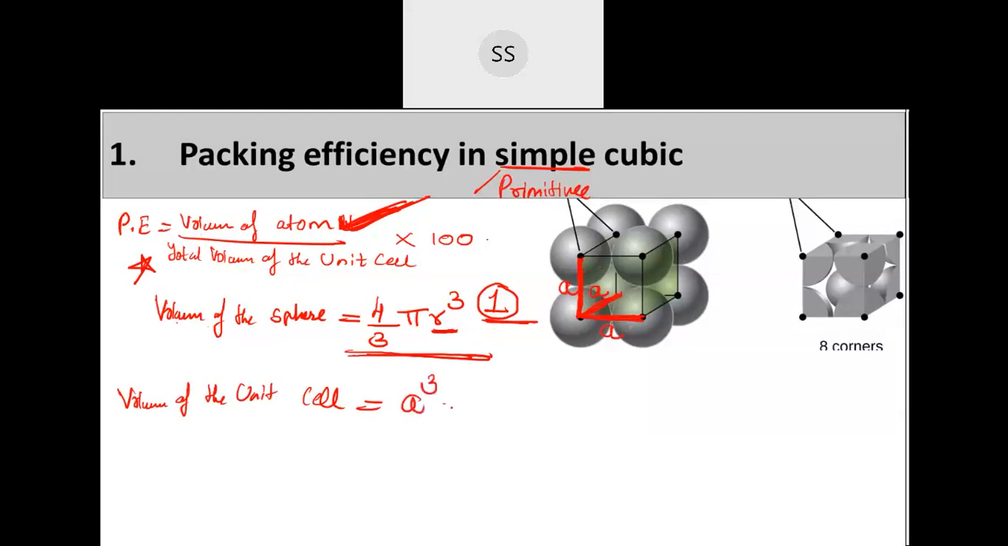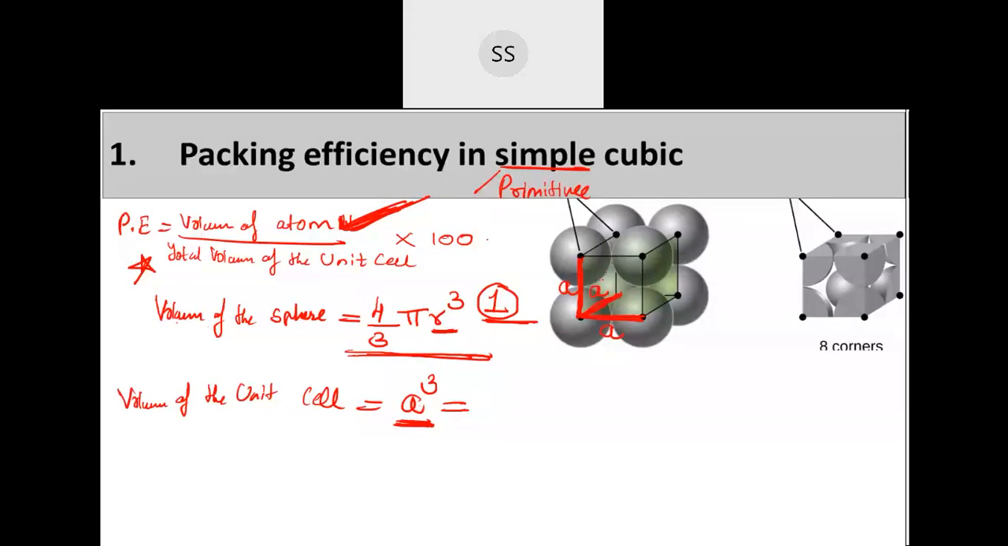But then this a value is there, students. That a value will depend on the radius of the sphere. So you need to substitute the a value with the radius, because depending on that the a value will change. So you have to write that relationship afterwards.